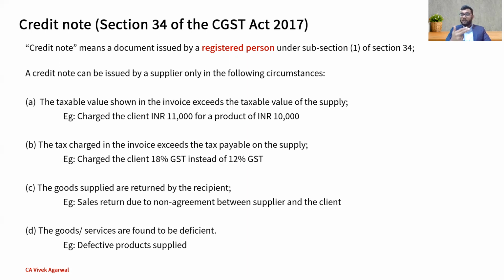The third scenario can be where the goods supplied are returned by the recipient. There might be a disagreement between the supplier and the client, where the client is not willing to accept the goods and intends to return them to the supplier. There can be a fourth scenario as well, wherein the goods or services which the supplier has shared with the client are found to be defective, and the client returns the goods to the supplier, and in turn the supplier has to issue the credit note for the same amount for which he has received the goods back from his client.